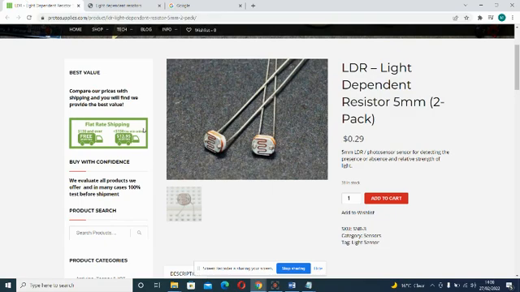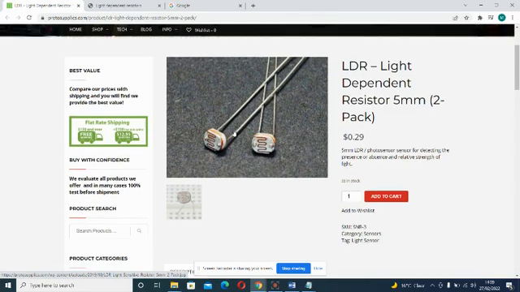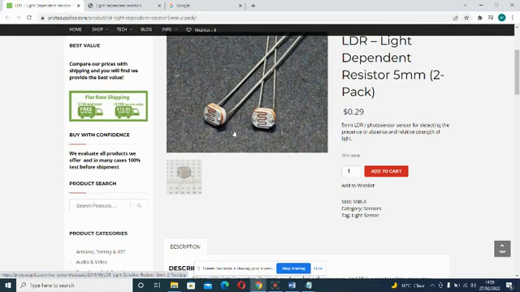Coming on to the LDR, these are the LDRs. So what is an LDR? An LDR is a component that has variable resistance that changes with the light intensity that falls upon it. This allows them to be used in light sensing circuits. LDRs are also called photoresistors.